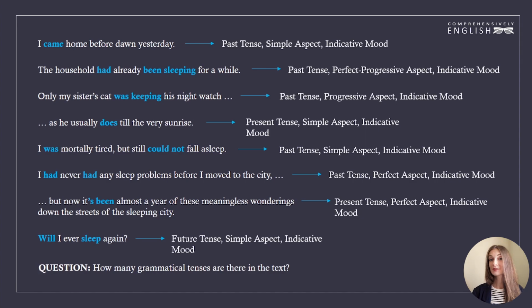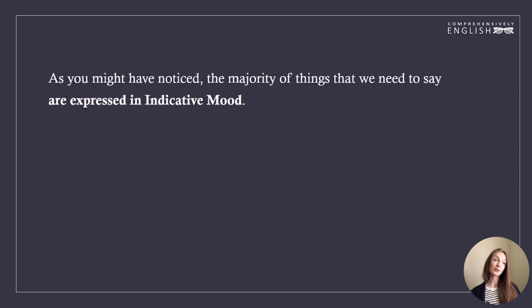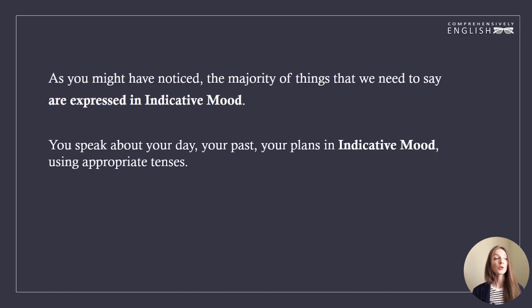And the answer is... As you might have noticed, the majority of things that we need to say are in the indicative mood, because this is the mood in which we describe our reality. You speak about your day, your past, your plans in the indicative mood using appropriate tenses.